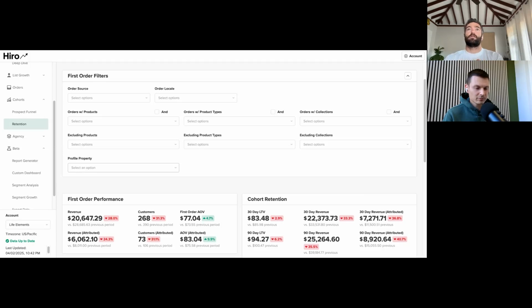So I can actually understand, okay, people coming in on this landing page, which is showing this pop-up, tend to have a lower LTV than people landing on this other landing page or landing on the home page or landing on the PDP, because we're triggering a different pop-up or offer on those pages.